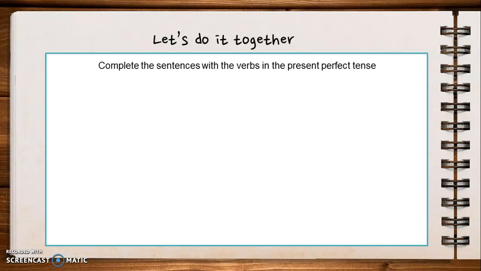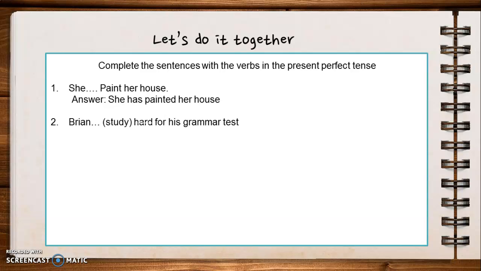Complete the sentences with the verbs in the present perfect tense. For number 1, she blah blah blah paint her house. So, she, maka kita menggunakan has, dan paint become verb 3 as painted. So, here we go. She has painted her house.